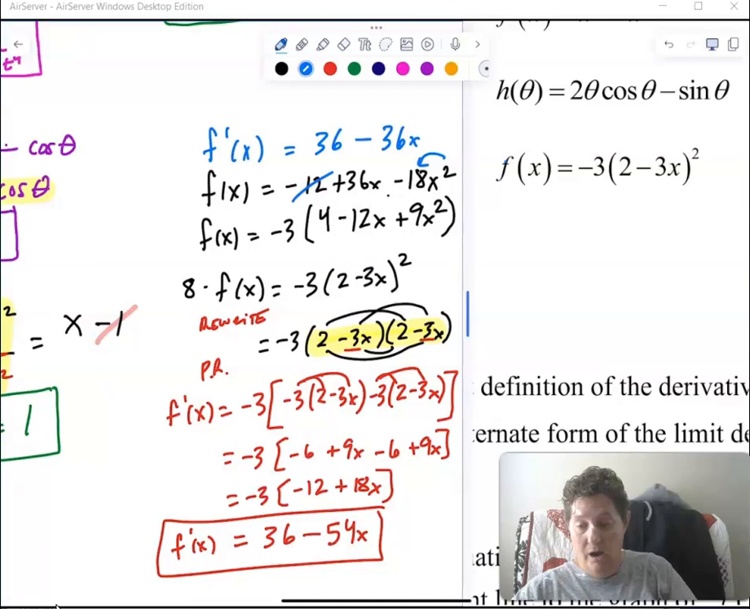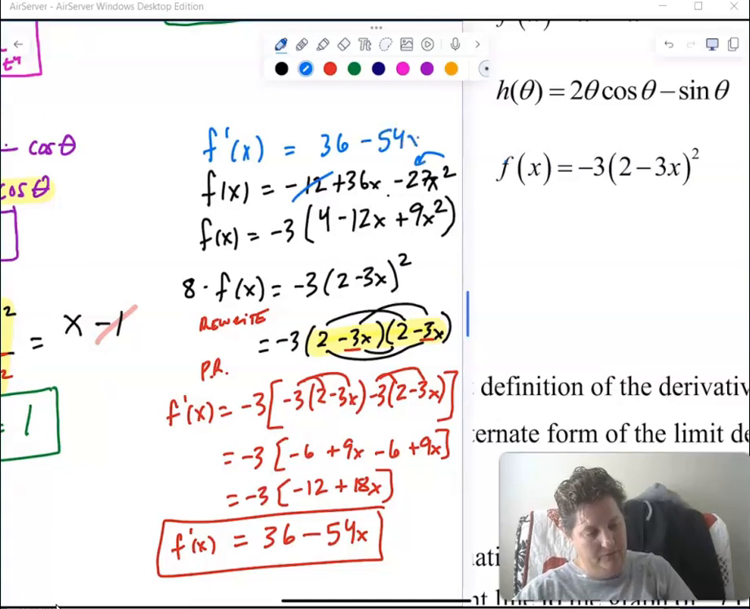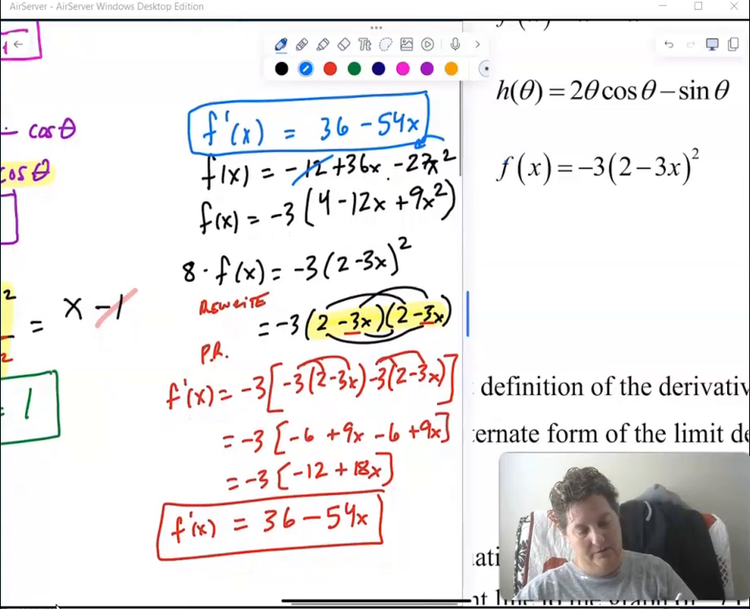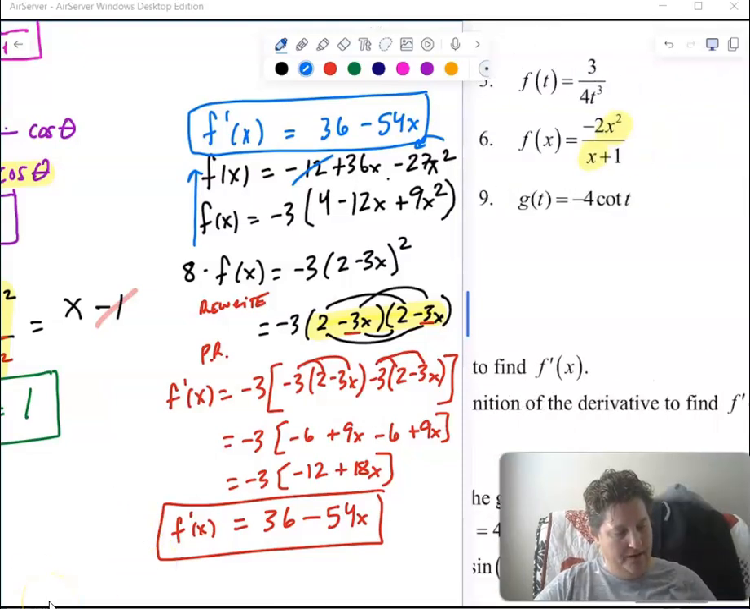So clearly I screwed up somewhere. Okay, so let's see here. Negative 3 times 9. All right, hang on. 3 times 9 is 27. Thank you, I'll be here all week. All right, the derivative is 36 minus 54x. So I got the same derivative whether I did the product rule or multiplied it out and took the derivative.